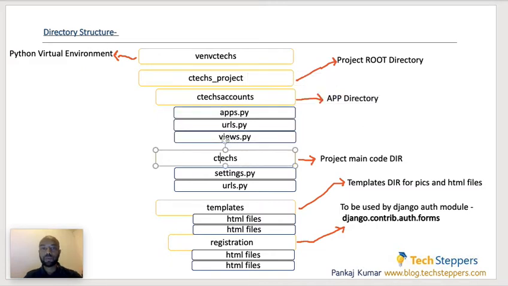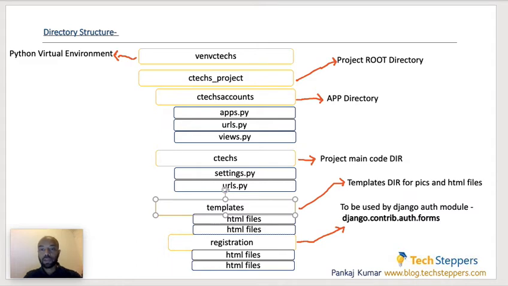Same way, this is our project main code directory, and within this there are settings, urls.py, and a few other files, but we will be working with these two mainly. And then we will be creating one templates directory within our main app directory, and under this templates we will be keeping our standard HTML files that will be called to showcase the website.